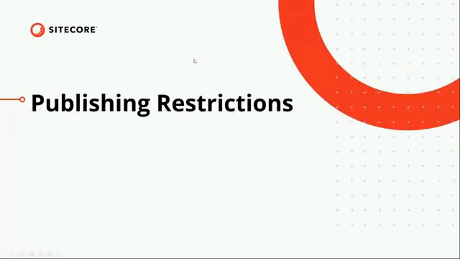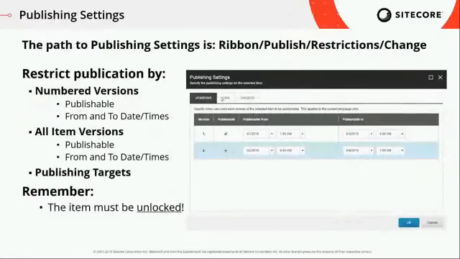Now let's talk about these publishing restrictions. All right. Publishing restrictions. So this is that publishing settings dialog box here. Notice that in this screen, there are two different versions. All right. So I'm going to explain this to you. What I'm going to talk about are these three tabs: versions, item, and targets. So I'll do a demo in just a moment. I want to give you the definition of each one of these.